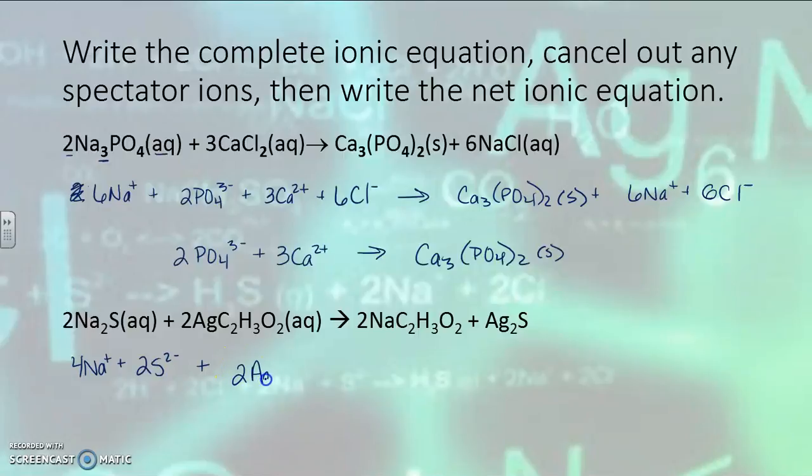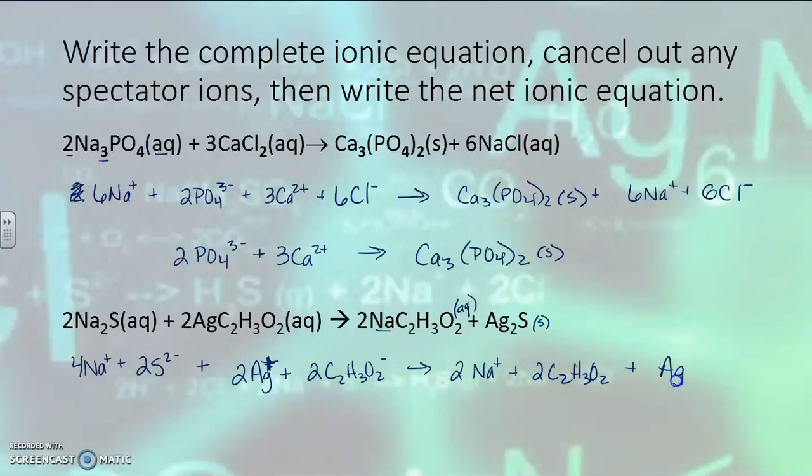All right, on this one we would have 4 sodium ions plus 2 sulfides, and then we would have 2 silvers, positive 1 charge, oh my goodness, and 2 acetate ions, and then we would have, oh, I didn't tell you which was which, did I? So now you gotta look at your solubility rules. Well, this one has a group 1 metal at the beginning of it, so it has to be aqueous. And this one is a sulfide and it has silver on it. It's almost like a double whammy, so it's a solid. All right, so we would have 2 sodium ions plus 2 acetate ions plus silver sulfide solid.